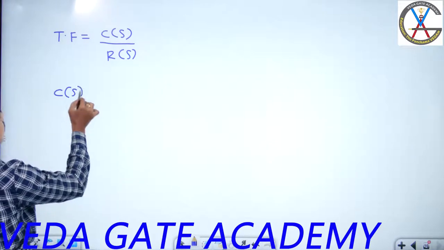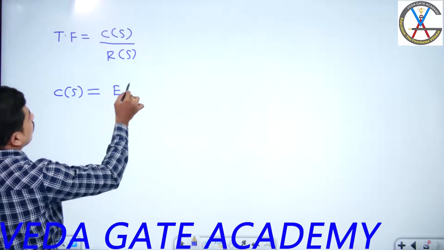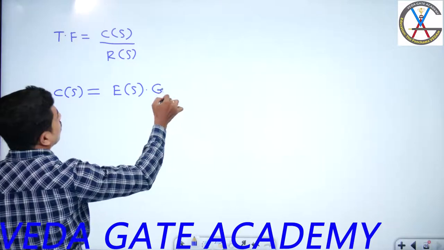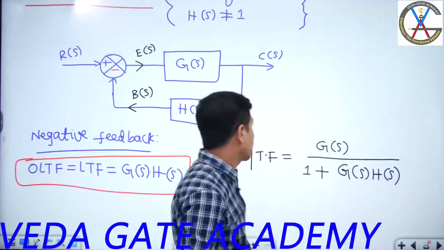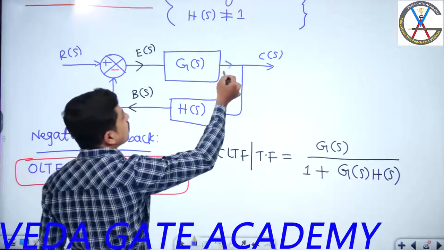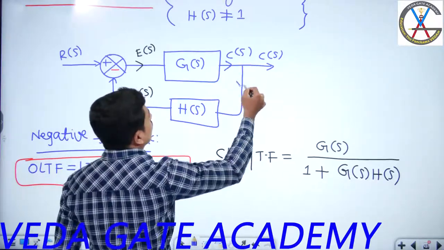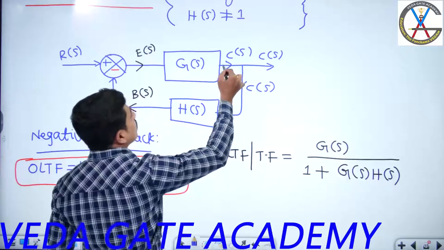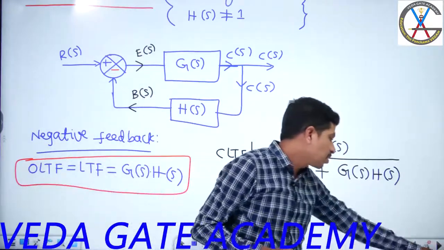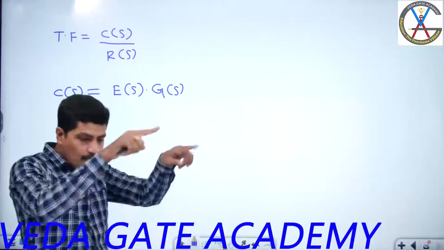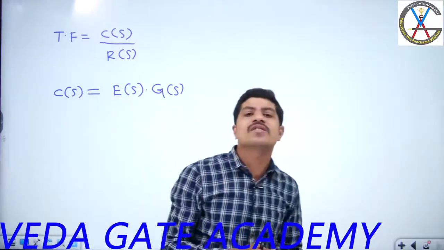In what way did we do it? C of s is equal to simply E of s into G of s. Algebra: multiplications, divisions, additions and subtractions. This is C of s, we know very well. This is also C of s. So the C of s signal is equal to the incoming signal into what is there in the box. What is there in the box is called gain. Yes, G of s is gain.